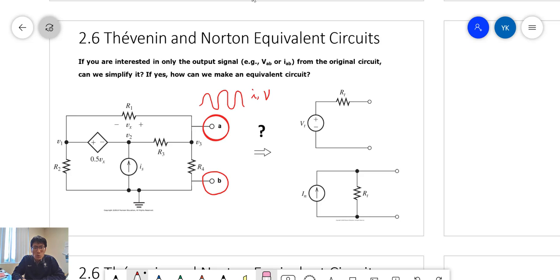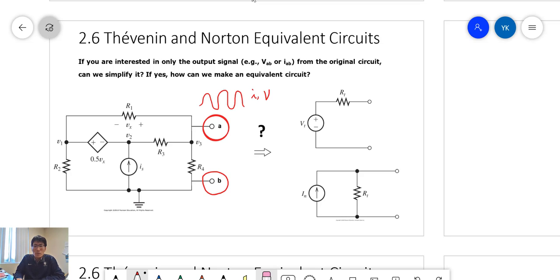We are interested in only these signals. We don't care about the internal connections in this circuit. Then can we make a simplified version? Yes, right? Then how can we simplify the circuit? One way is that we need a signal source, either a voltage source or a current source, and the other is that in order to control the current amount, we need a resistance.